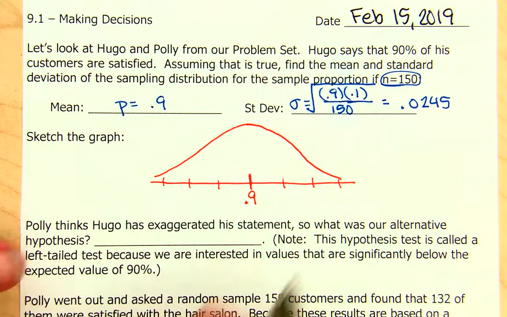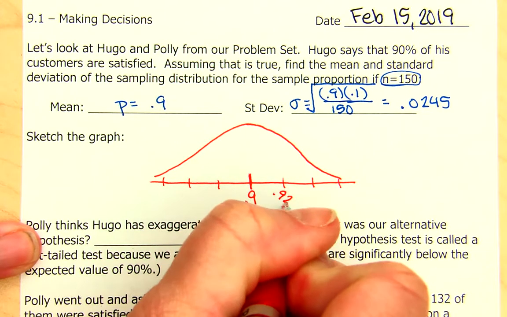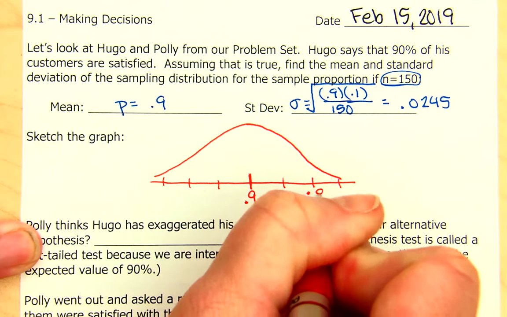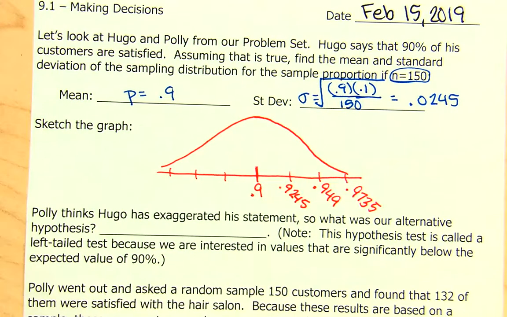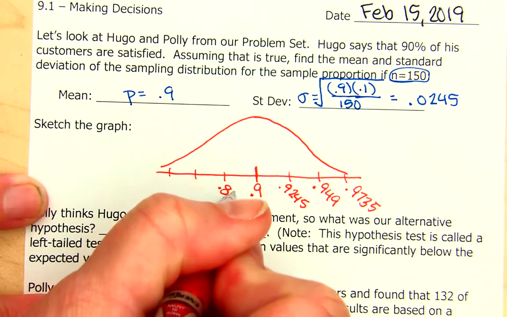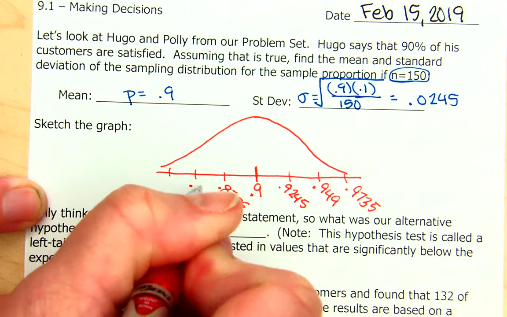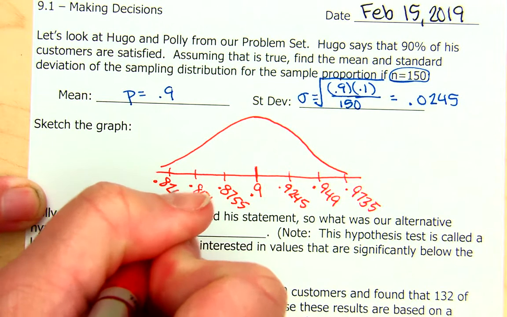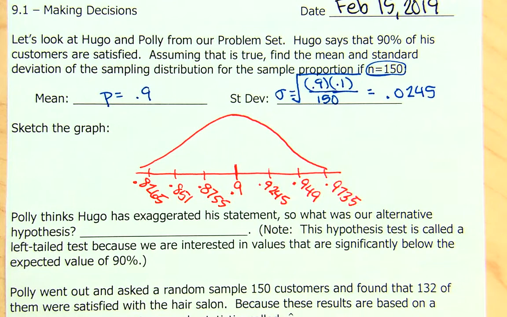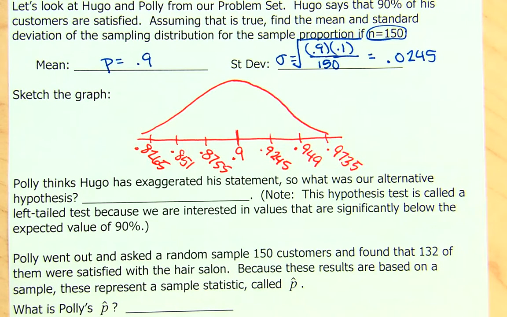So if I label these, this is 0.9245, 0.949, and 0.9735. Here we have 0.8755, 0.851, and 0.8265. So just as a refresher for your memory, that's how we would label the whole thing.